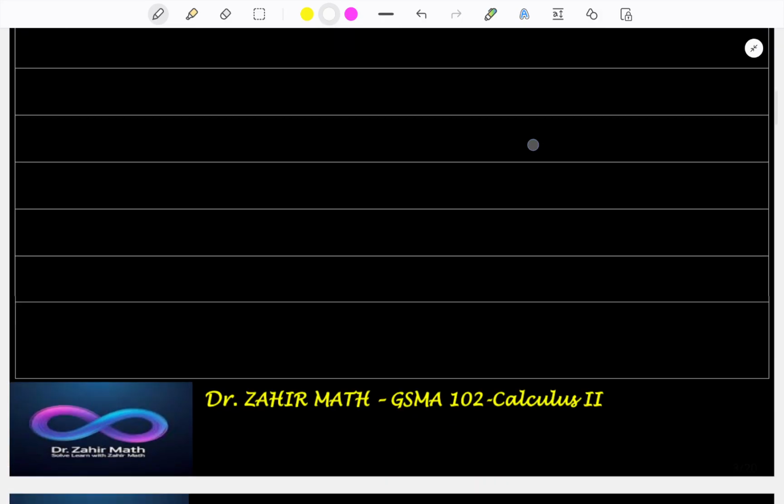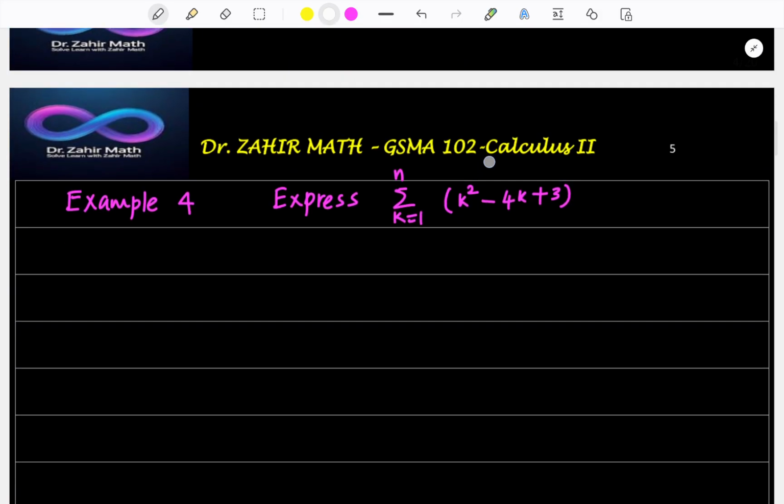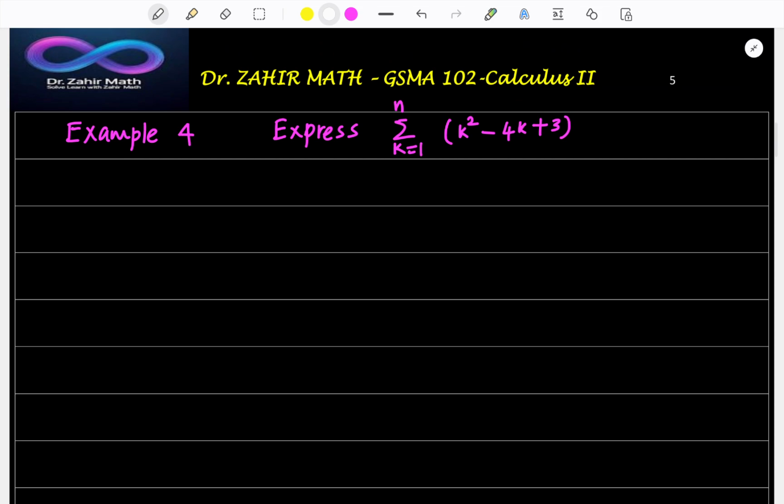Let's go to the next question. Next question, there is no number. Express sigma k is equal to 1 to n of k square minus 4k plus 3. This question you cannot check with the calculator, because there is no number. So you should be very careful in simplification. So simple, nothing to worry. Again, I'm telling, if your basics are very clear, if your algebra is very clear, and things go very smoothly, constant preparation is needed, regular practice is needed.